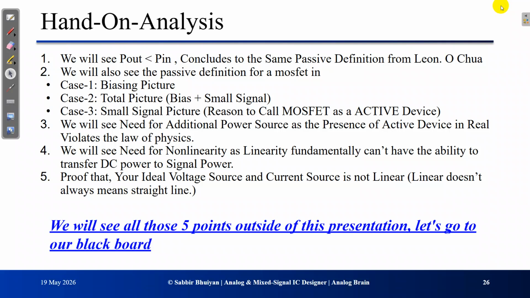So what about our last thing? What was the last thing I forgot? Okay, I'll show the proof that your ideal voltage source and current source are not linear. Linear does not always mean straight line. I proved all those 4 things. Okay, let's see number five.